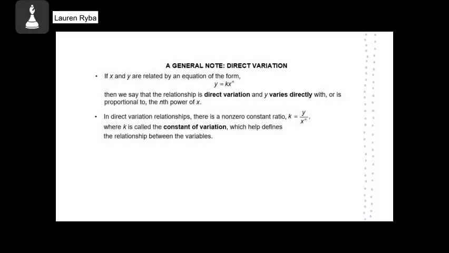For a direct variation, the general form is going to be y equals k times x to some power. And they'll tell us if it varies directly with the third power of x or the squared power of x. So it's going to tell us what power is going to go on x. And we're going to be able to write this equation and solve for k so that we can create our general direct variation equation.